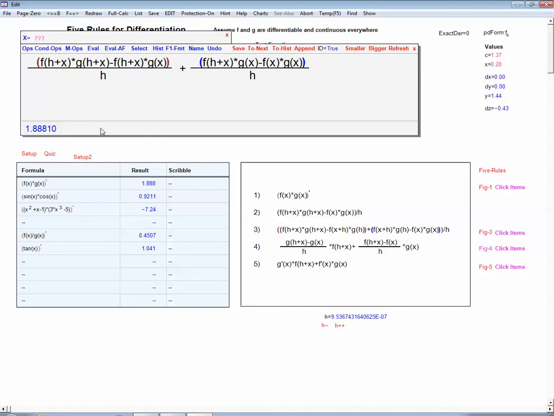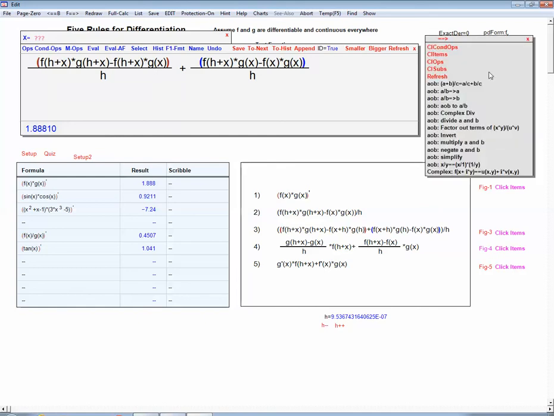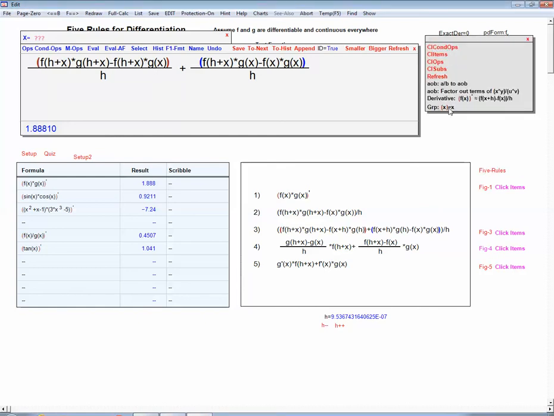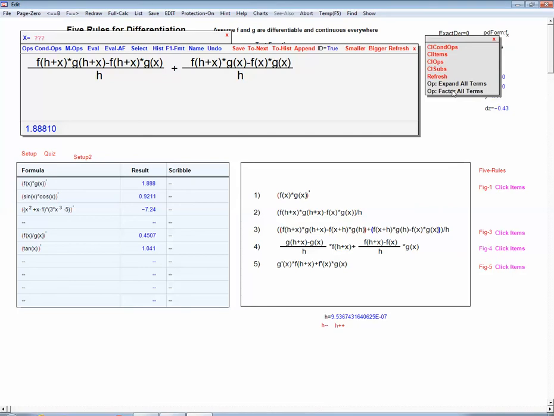And now look at the terms. My little groupers, I don't need those anymore, so let's get rid of my grouping. And let's do what? Well, look at this one here. It has an f of x plus h in it and an f of x plus h. So if I factor, that will come out. And over here, this has a g of x and a g of x. So if I factor, that'll come out.